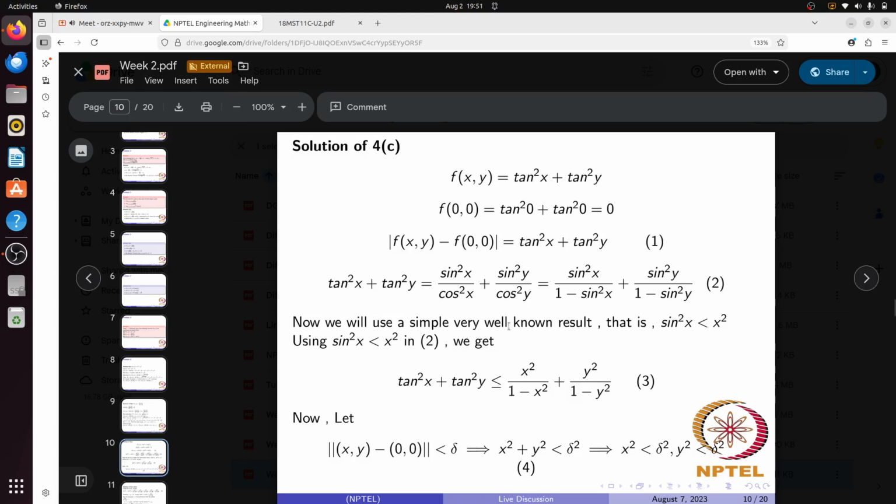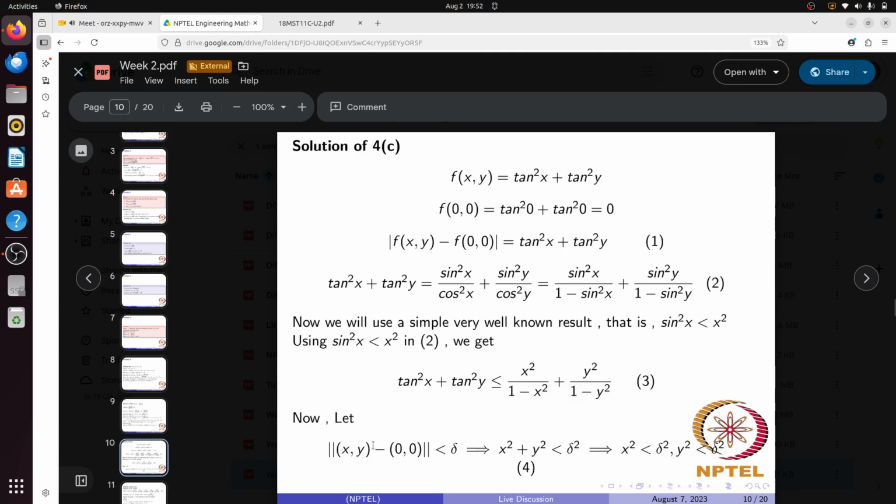Now we will use a simple, very well known result, that is sin square x is always less than x square. Because how? Because if you use Taylor theorem, sin x equal to x minus x cube by factorial 3. Now for that reason sin x is always less than x, and that is why sin square x is less than x square. So using sin square x less than x square in 2, we get tan square x plus tan square y is less than or equal to x square by 1 minus x square plus y square by 1 minus y square.